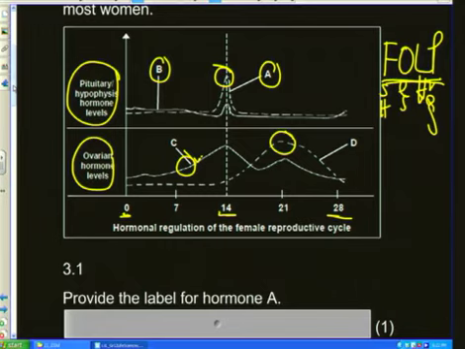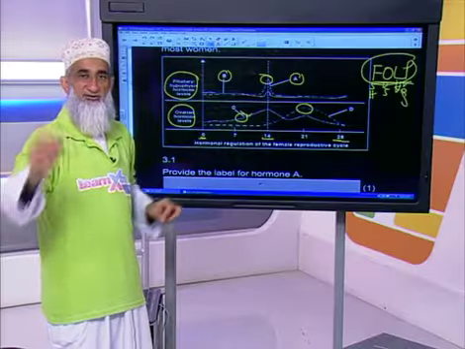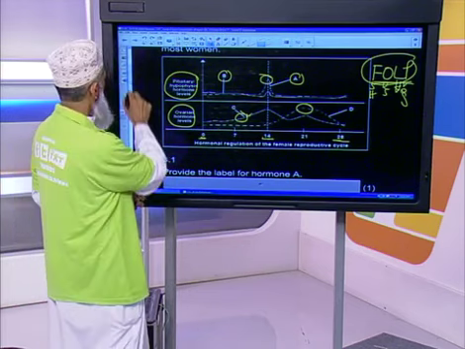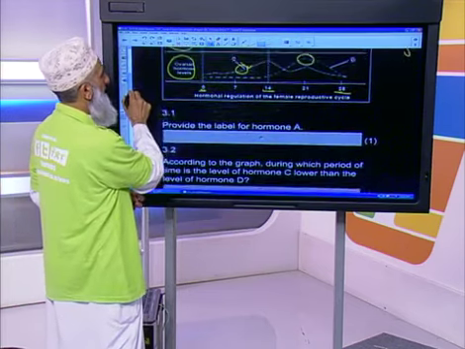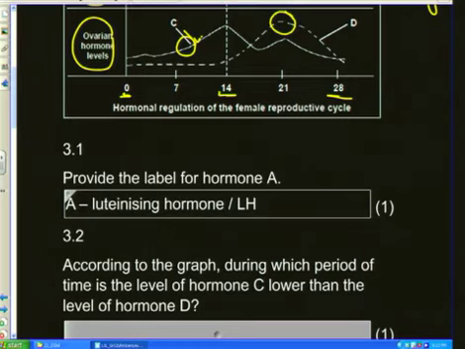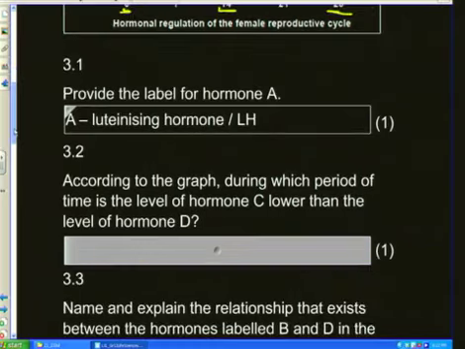So once you've identified that, that is why this hint and clue is always important for you. So you write that down and you identify it already. You can write it on the graph or whatever. So they're asking for hormone A, and already we know from our identification that that's LH, luteinizing hormone.